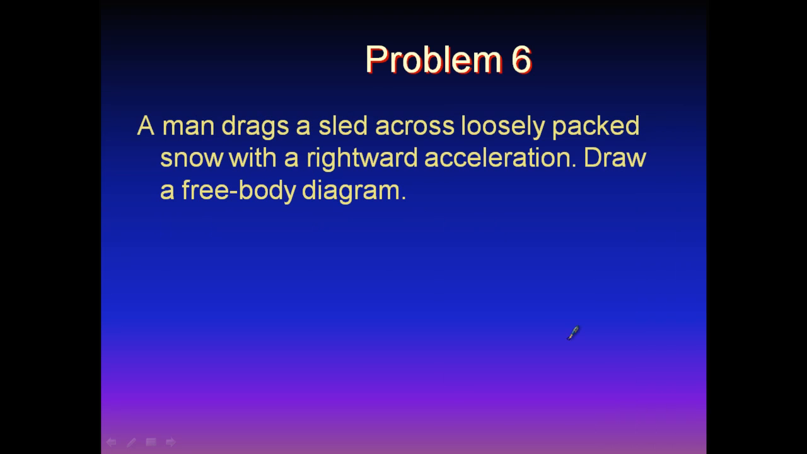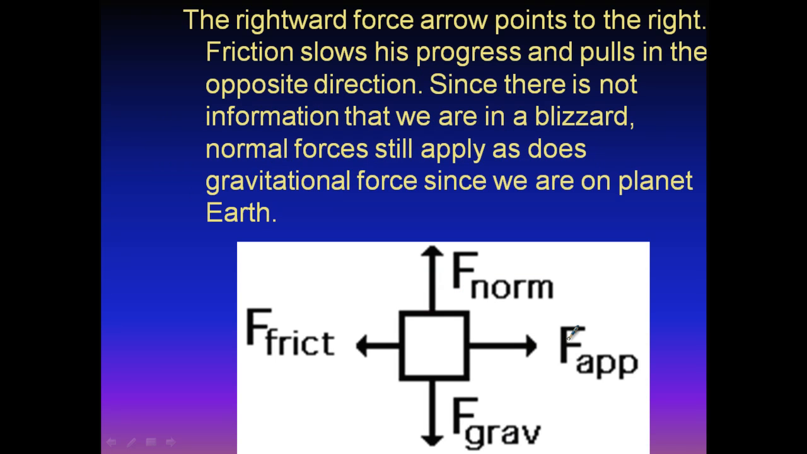Problem 6, a man drags a sled across loosely packed snow with a rightward acceleration. Draw the free body diagram. It's going to look exactly like the book one does. We're applying the force this way. There's going to be some friction pulling it back that way. The applied force is going to be bigger than the frictional force because it's accelerating to the right. Normal force and gravity are equal, but in opposite directions.